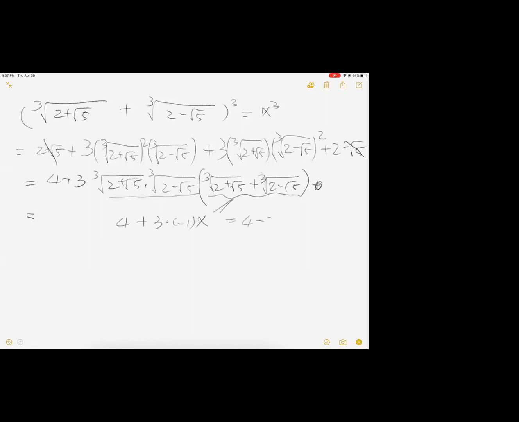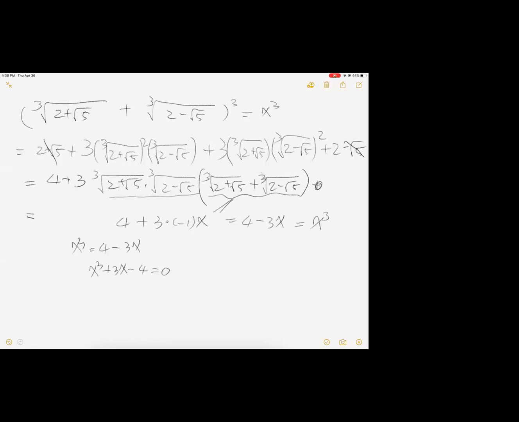And then that is equal to 4 minus 3x, and this is all equal to x cubed. So now we have x cubed equals 4 minus 3x. Okay, next. And then you bring every term to the left. x cubed plus 3x minus 4 equal to 0. And then you can factor it and get x equals 1 or -4.